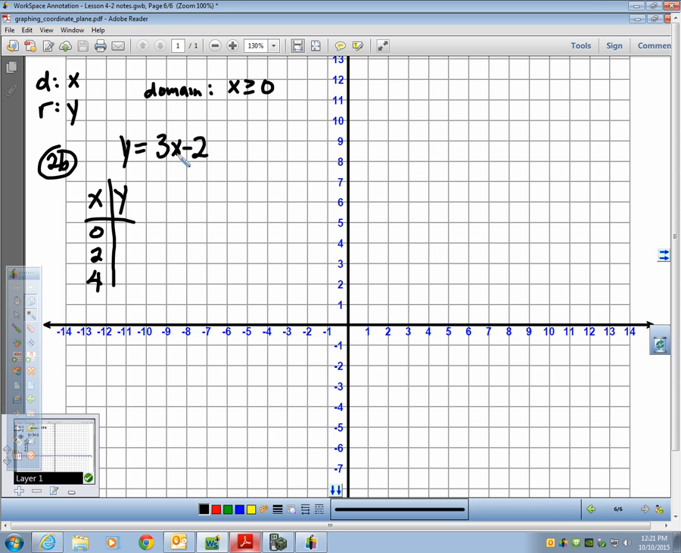Okay, let me do those. If I plug in 0, 3 times 0 is 0, subtract 2, I get -2. If I plug in 2, 3 times 2 is 6, 6 minus 2 is 4. And if I plug in 4, 3 times 4 is 12, minus 2 is 10. Okay, let me plot those. 0, -2 is here, 2, 4 is here, and 4, 10 is here.